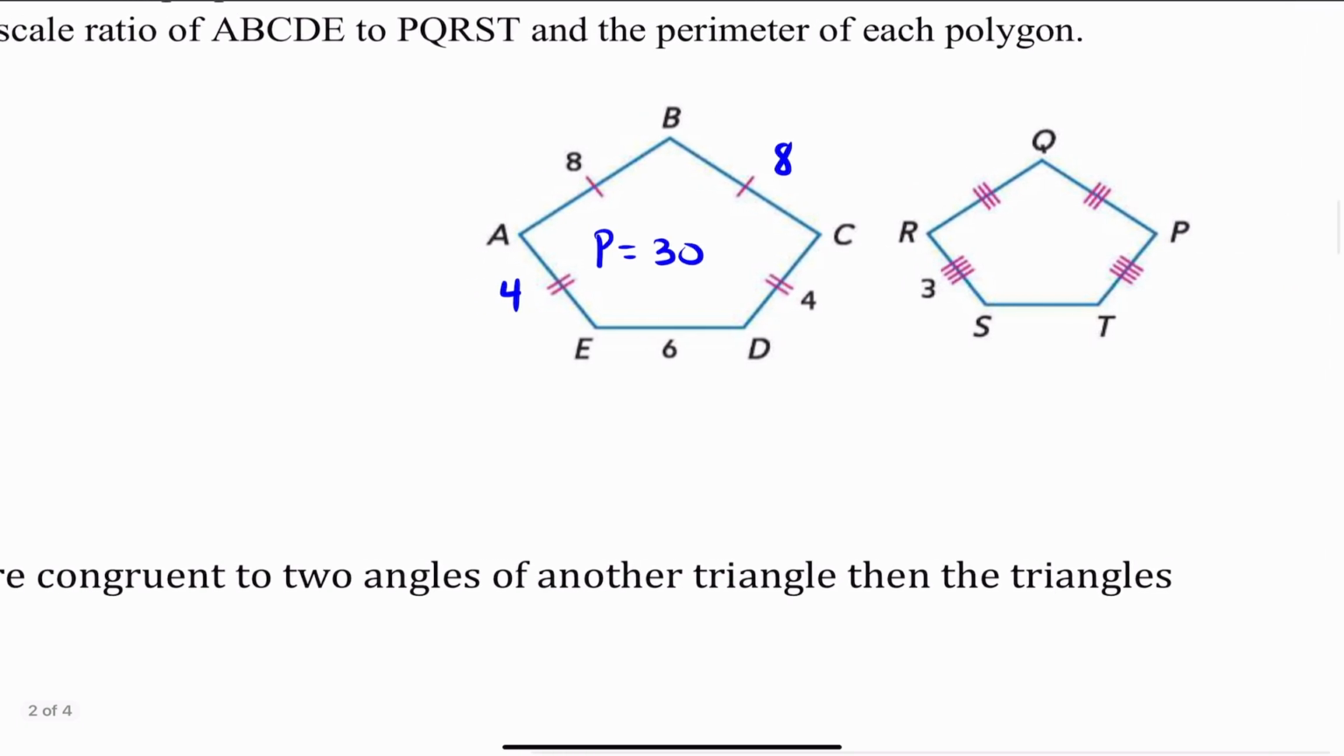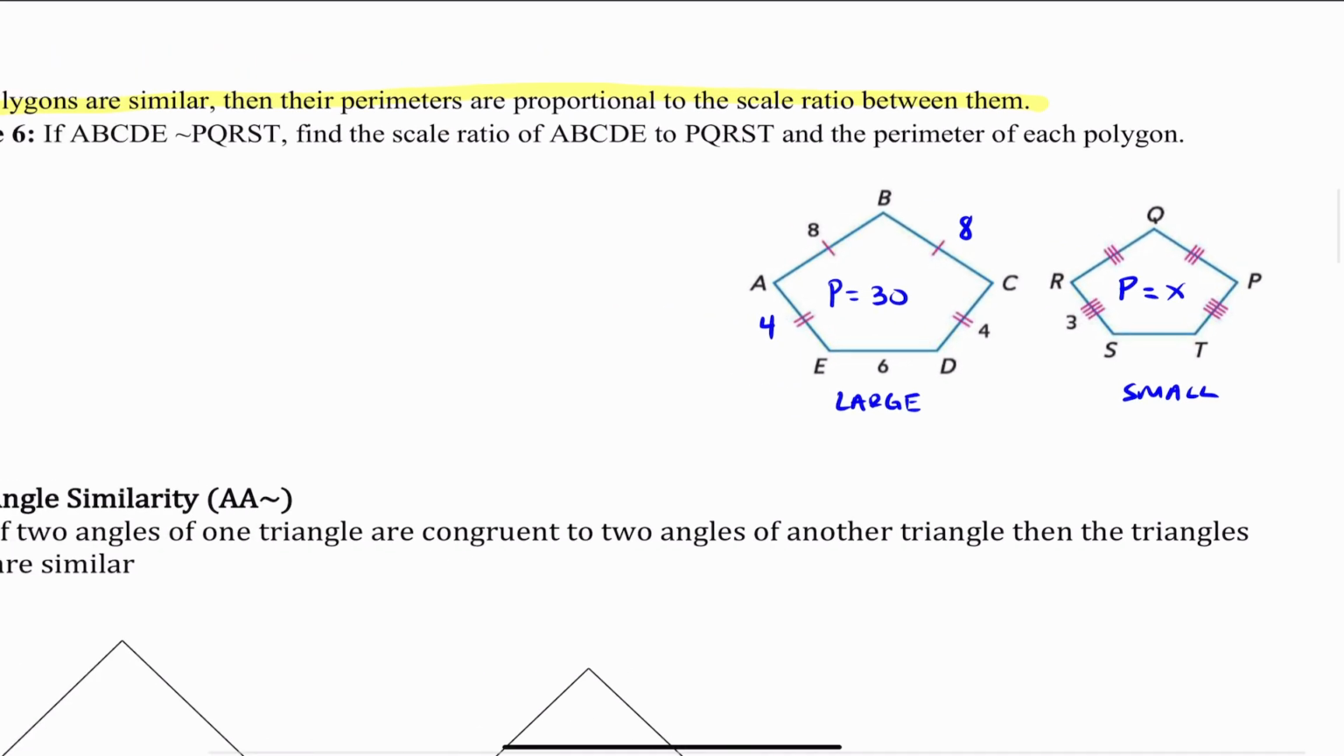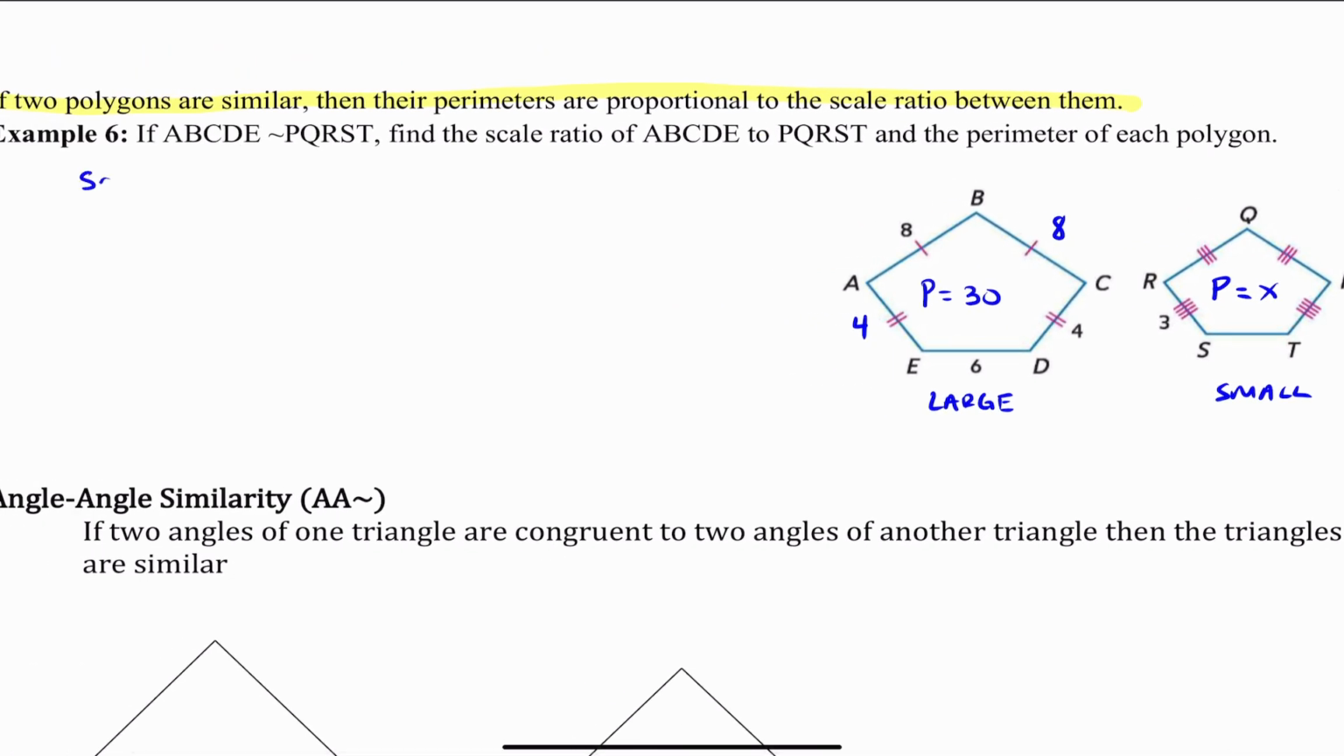Over here, we have 3, 3, but nothing here and nothing there, right? So it's really hard for me to figure out what the perimeter of this is. So let's call the perimeter of this figure x. Okay, so I have 30 and then I have x. Let's call this the larger figure and let's call this the small figure. So I'm going to go ahead and find the scale ratio.